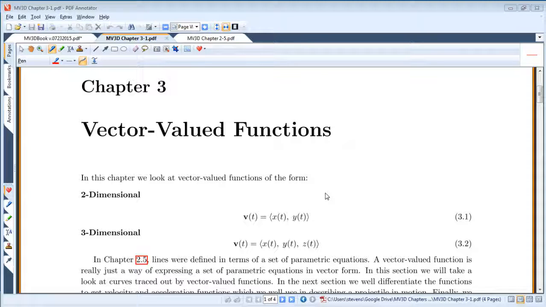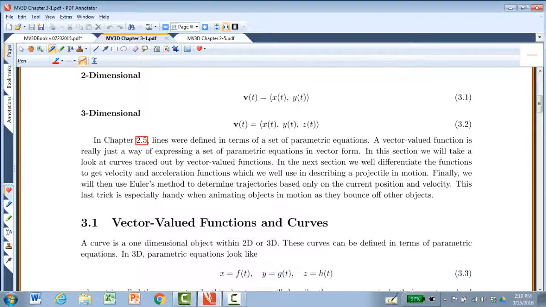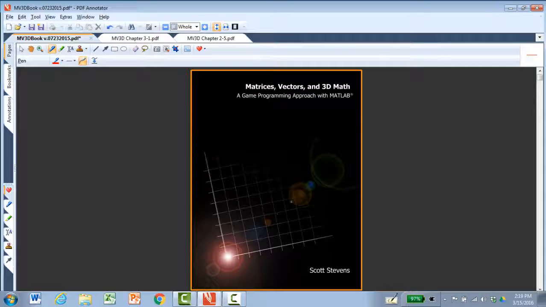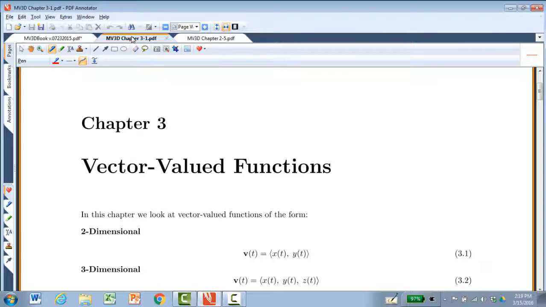Hello and welcome to Chapter 3, more specifically Chapter 3.1 from Stevens's Matrices, Vectors, and 3D Math. As we get into this chapter, we're talking about vector-valued functions. And the point I'd like to make is that we've actually already seen one of these.